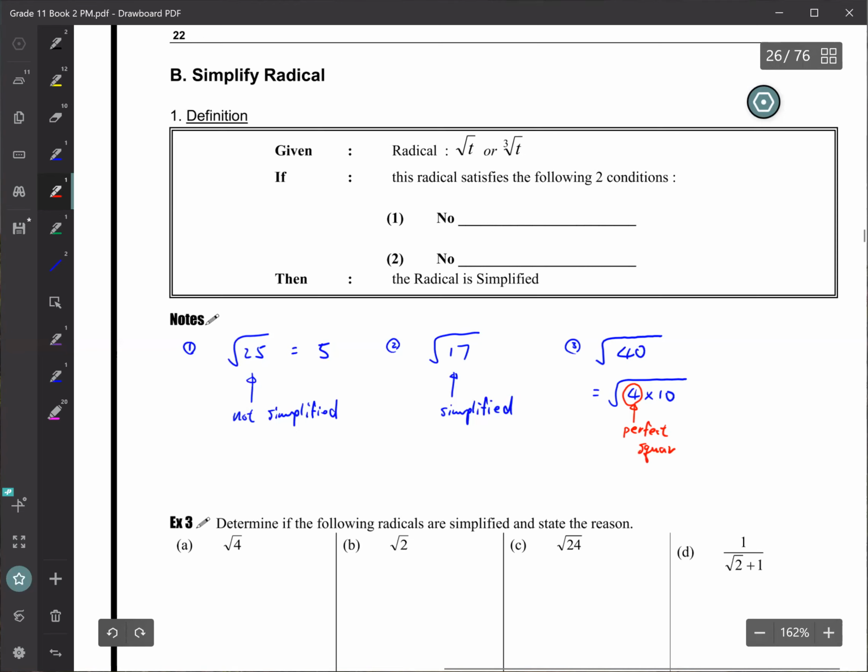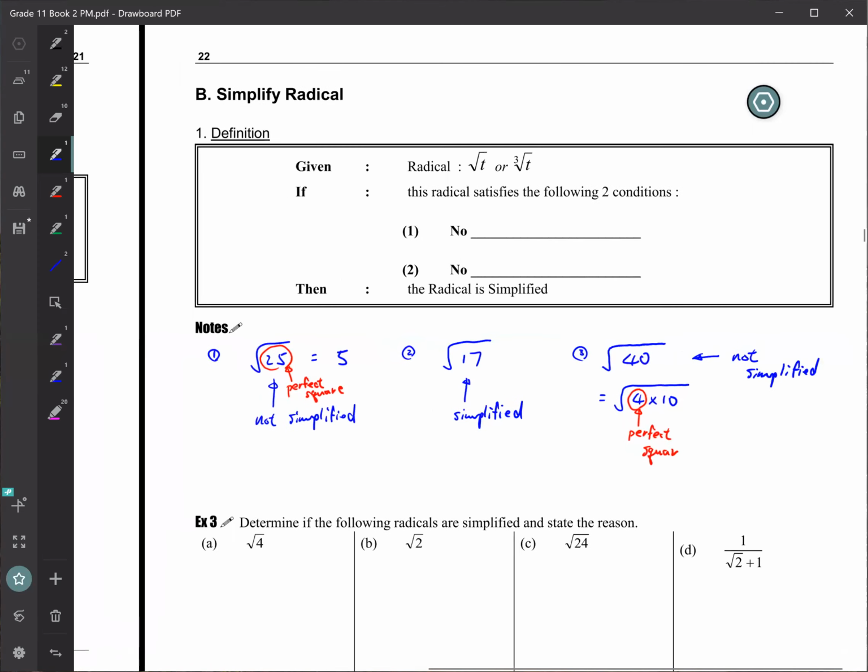Just like 25, this is a perfect square as well, right? If you are able to find a perfect square on the inside, then the question is not simplified, okay? So this is not simplified. So not simplified means we need to do something to it, okay? So then it becomes simplified. Okay, so can you write these down in your notes?